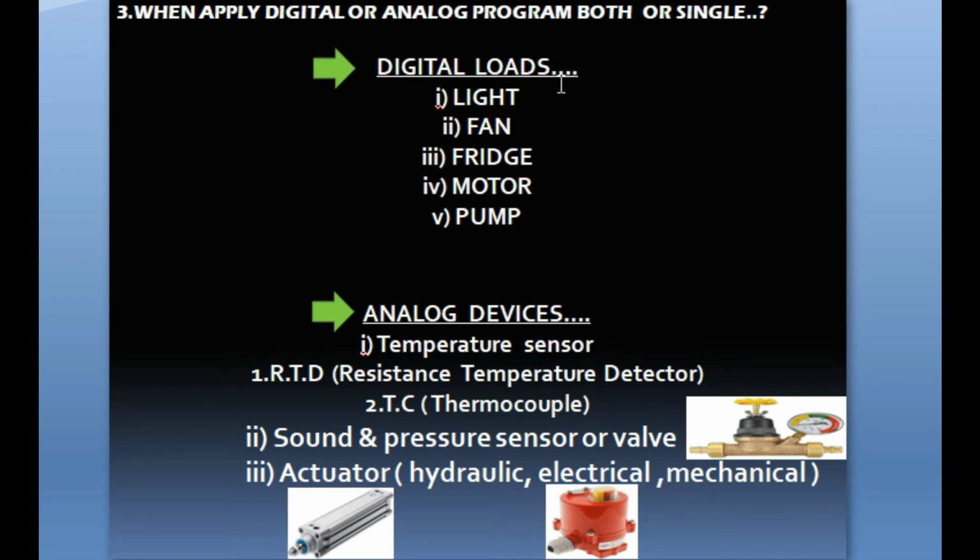Okay friends, digital loads are like normal loads in practical life. This is the light, fan, fridge, motor, or pump. They are also digital loads, because they are controlled by any kind of switch, such as a push button switch or selector switch. That is the 0 and 1. These two conditions are fixed here. That's why these are digital loads.